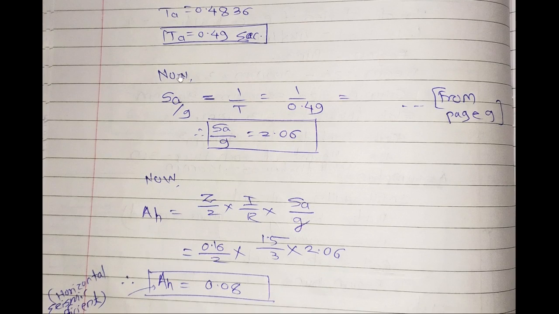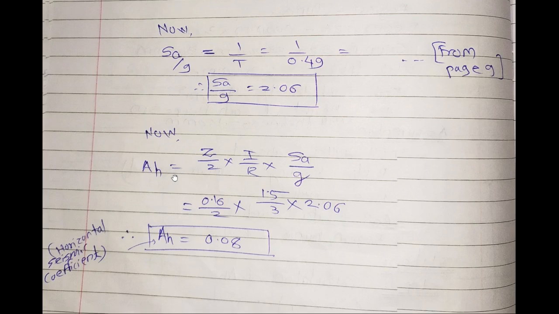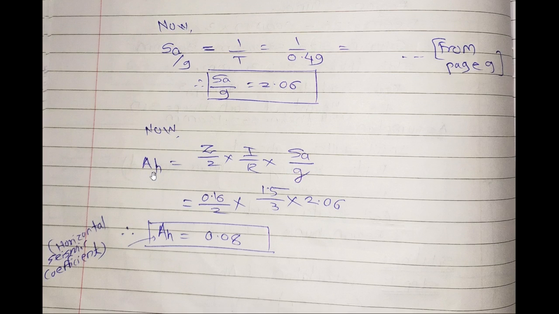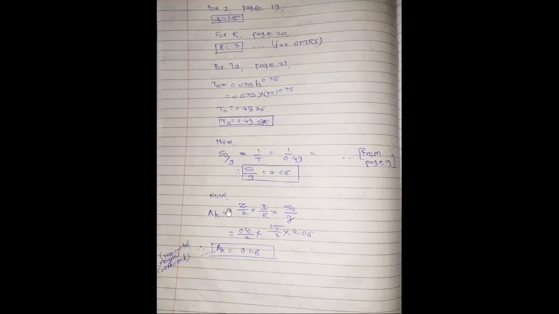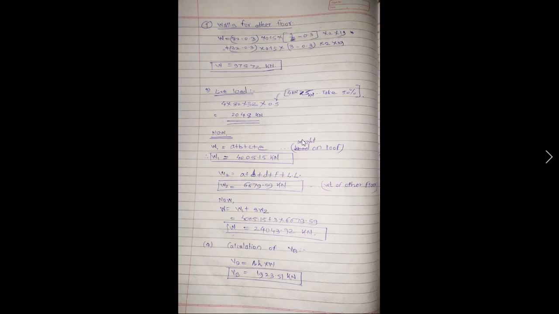And according to that, after getting all these values, we have to use a formula for AH. Putting all these values, we will get AH. That means the horizontal seismic coefficient. This is step number 1. Let's see what is step number 2.